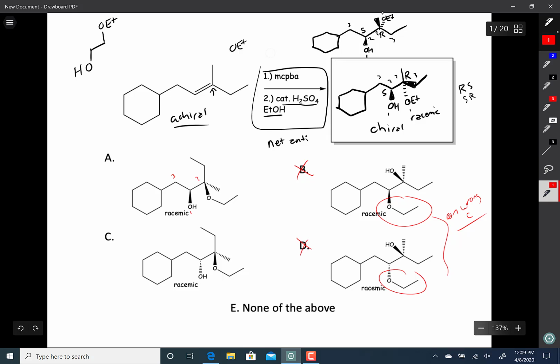1, 2, 3. That's an S chiral center. 1, 2, 3. That's an R chiral center, so that checks out. Let's check out the next one. 1, 2, 3. That's an R chiral center. 1, 2, 3. That's also an R chiral center. That's the wrong one. Wrong diastereomer. So the answer is A.